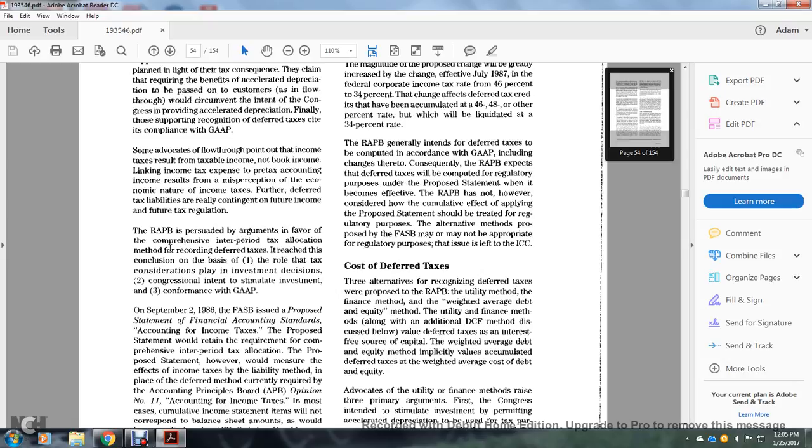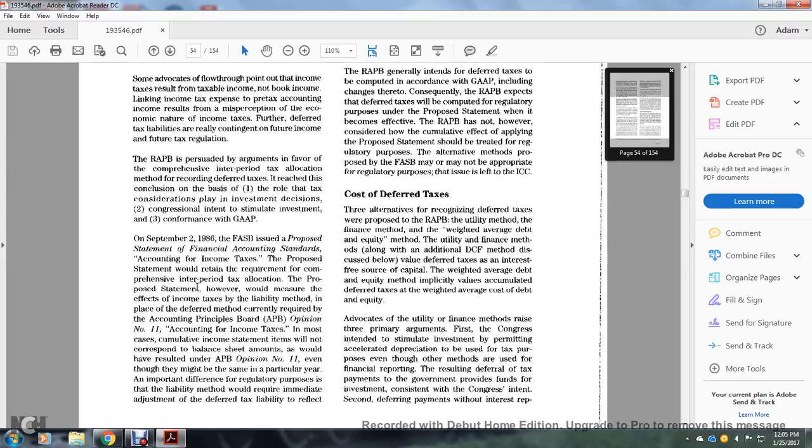referred to recording deferred taxes, reaching the conclusion on the basis of: 1. The role that tax considerations play in the investment decision; 2. Congress' intent to stimulate investment; 3. The conformance with generally accepted accounting principles.